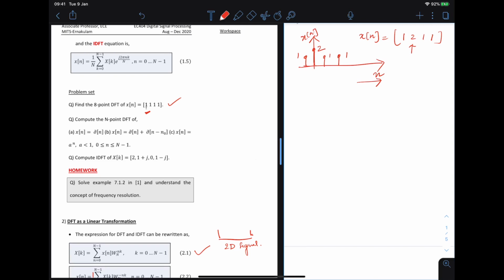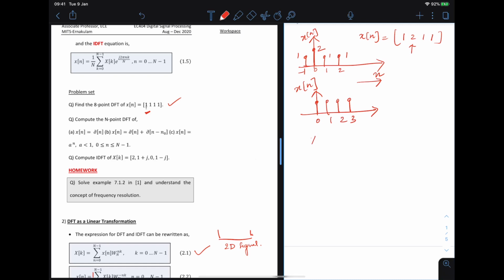So in our question, the signal is starting from n equal to 0. You don't have anything before that. It will be 0, 1, 2 and minus 1. In our case, our signal is 1, 1, 1, 1. Now the question is to find 8-point DFT of x of n.